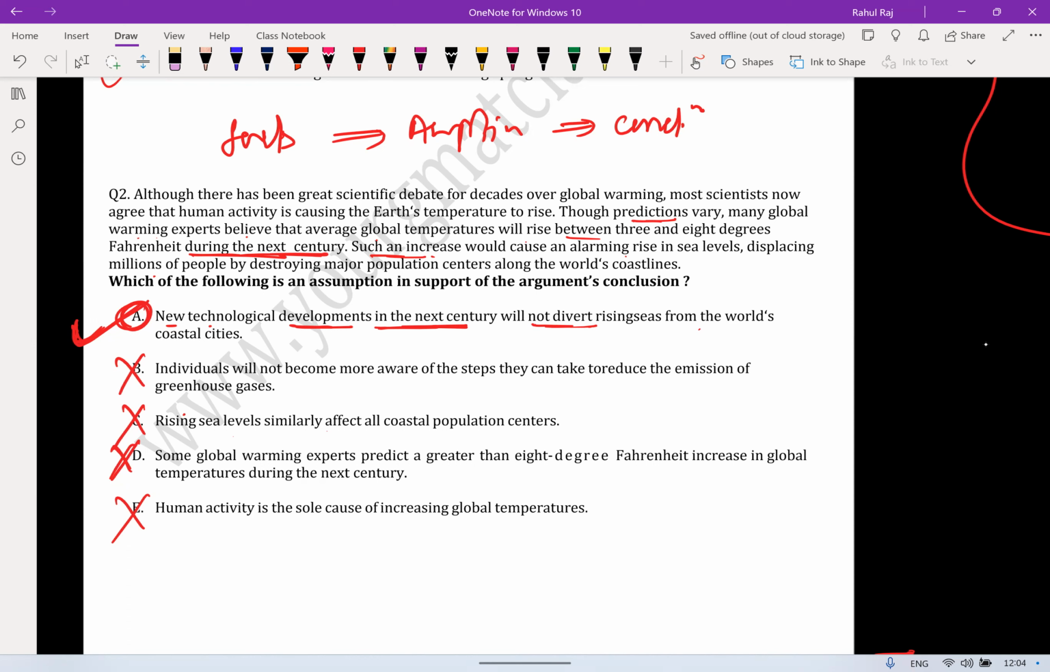In option B, if we take it as individuals, they will become more aware of the steps to reduce the emissions. So doesn't it mean that global warming will reduce? I just told you that "more" is a non-quantifiable word. More aware of the steps means how much aware of the steps? Can you quantify it?